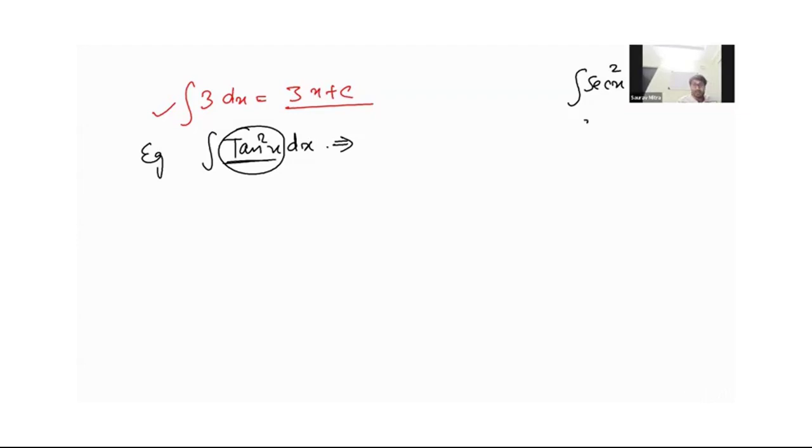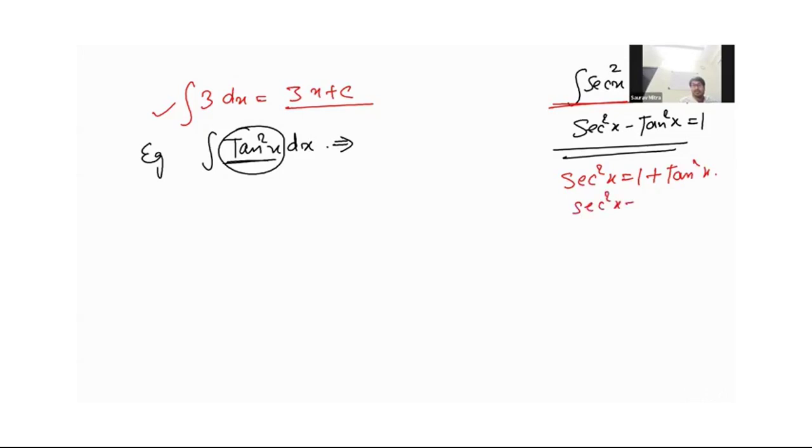So we know one rule, what? Sec square x minus tan square x equals 1. So we will convert this tan square x into sec square x, because we know the integration of sec square x. Sec square x integration is tan x plus c. So sec square x is 1 plus tan square x, or you can write tan square x equals sec square x minus 1. So here tan square x means the integral of sec square x minus 1 dx.